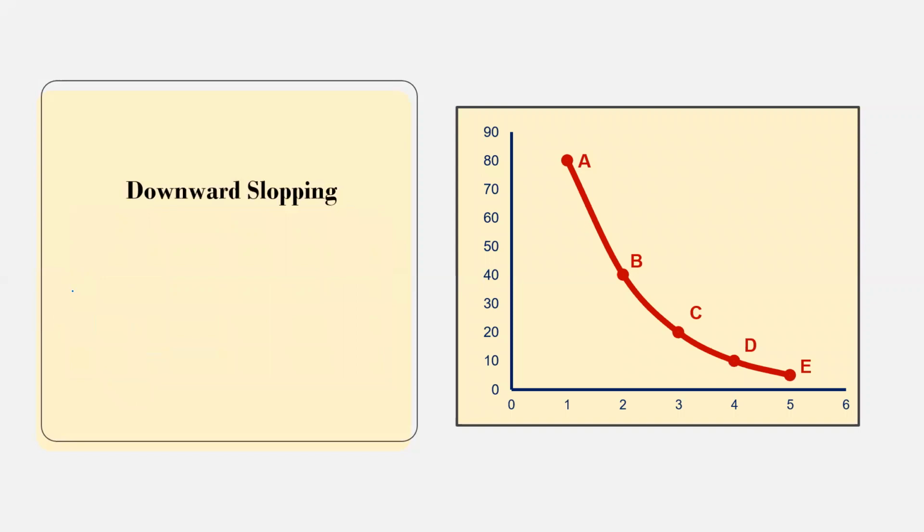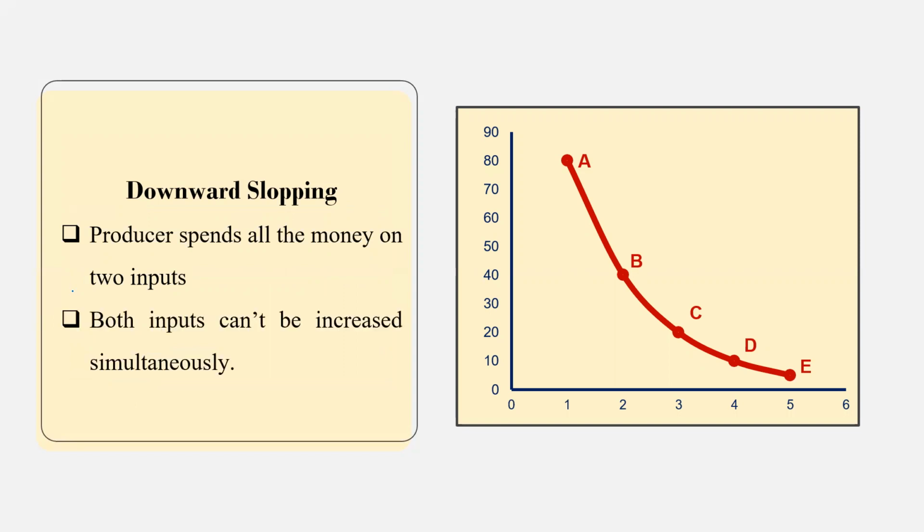Now, this isoquant is downward sloping. Why it is downward sloping? Because we assume that producer spends all the money on two inputs. And therefore, both inputs can't be increased simultaneously. If producer wants to increase the amount of labor, he has to give up some units of capital to purchase an extra unit of labor. And therefore, isoquant is downward sloping.